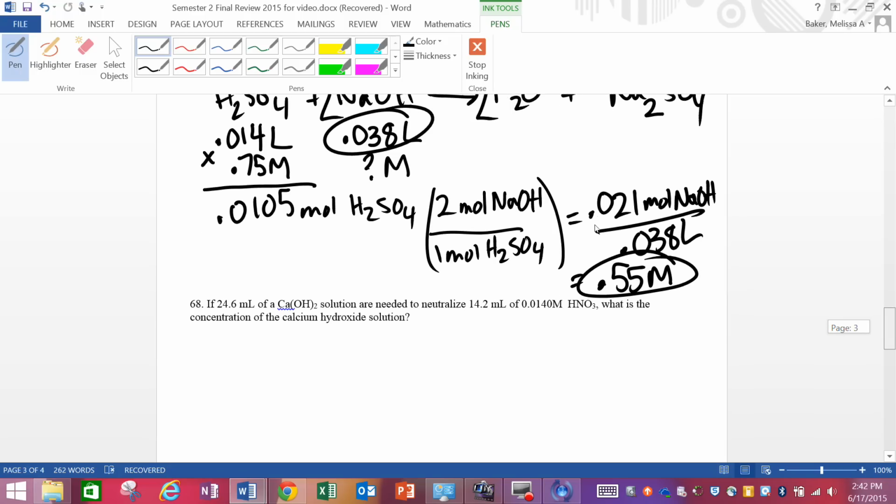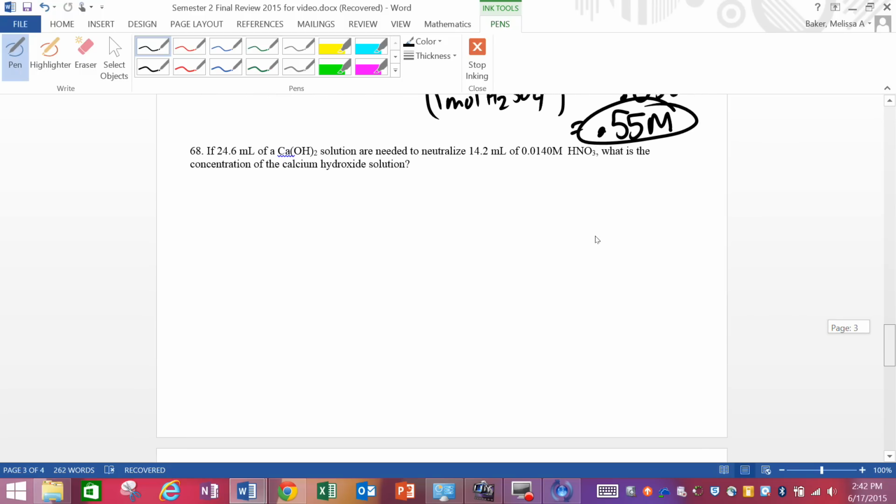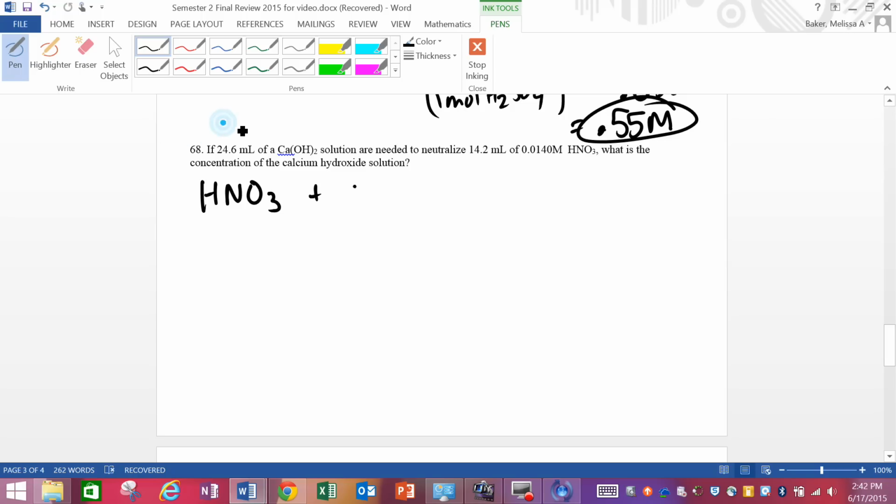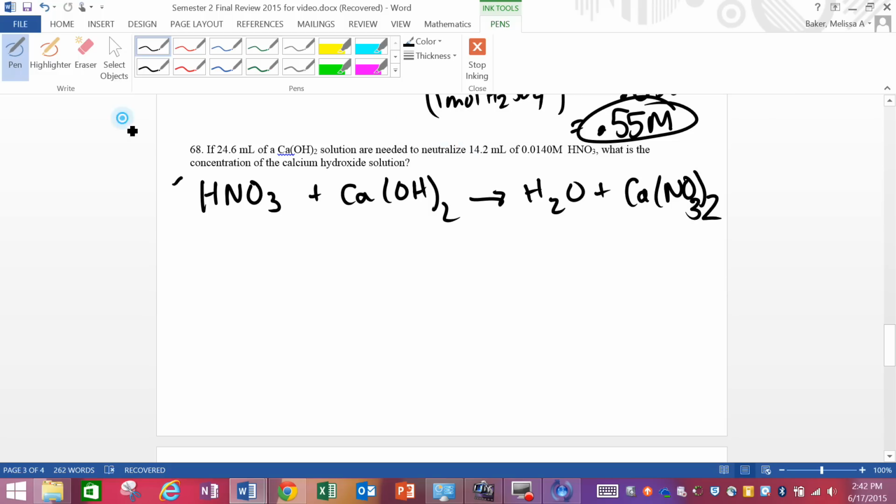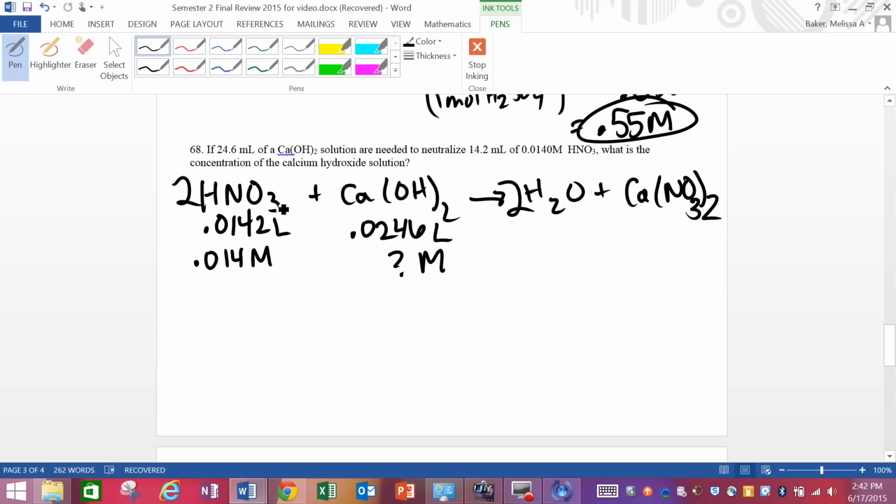Okay, 68 is another one that's very similar, different reaction. This time we're adding HNO3 to calcium hydroxide. Still going to make water. And this time we're going to make CaNO3 too, if you crisscross those charges. So to balance, we're going to need a couple of 2's again. This time we're neutralizing 14.2 milliliters of a 0.014 molar solution. And we started with 24.6 milliliters of this mystery concentration of base.